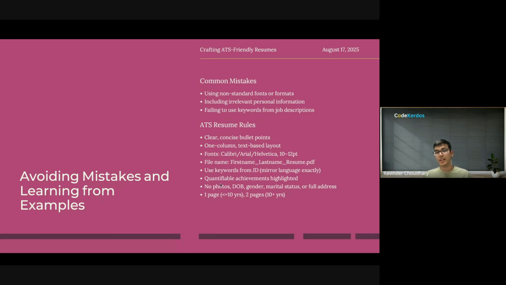Don't just say increased user footfall on your website. Just talk in terms of how much increase we are talking. Use percentages, use numbers. This one, guys, says what you should not do. You should not add any photos, should not add date of birth, any other personal details that is irrelevant to the HR and the hiring team. Just think about it. If you are at their place, what would you do with that information? It's of no use, right?